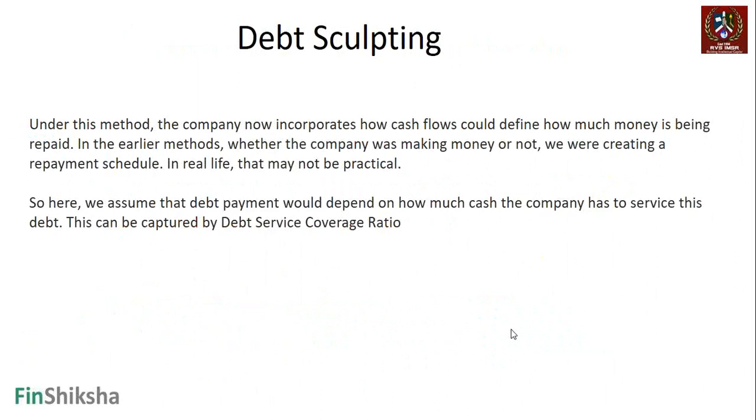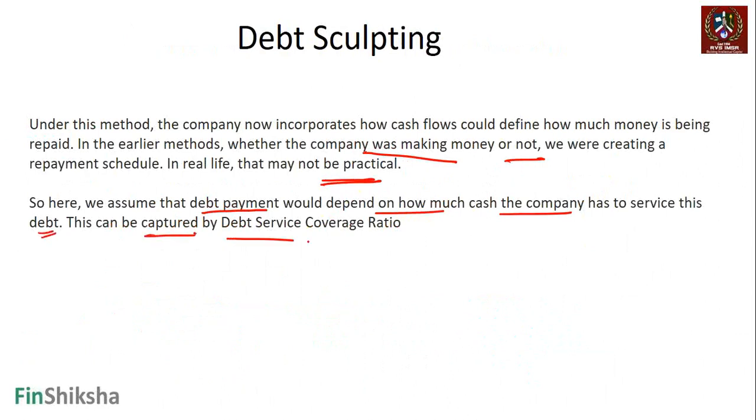The next one is an interesting method now. So far what we have done is we have said that there is a payment that is due and we have to make that payment regardless of where the company's cash flows stand. Now in real life, whether the company was making money or not, we have to make a repayment. That may not be practical, because if you don't have the money, how are you going to pay? So here we will assume that debt payment would depend on how much cash the company has to repay debt.